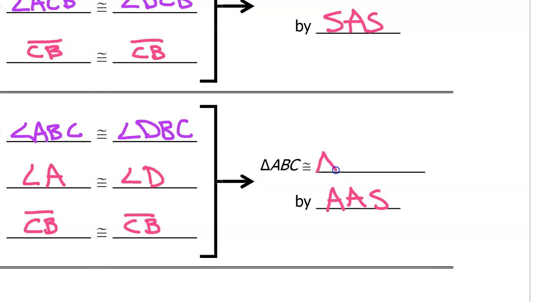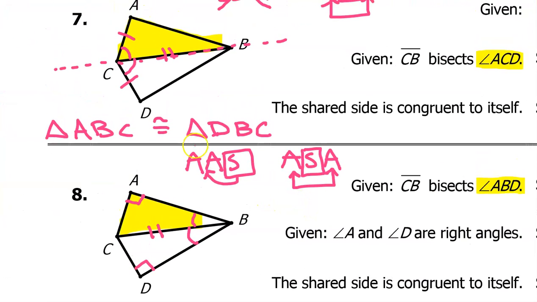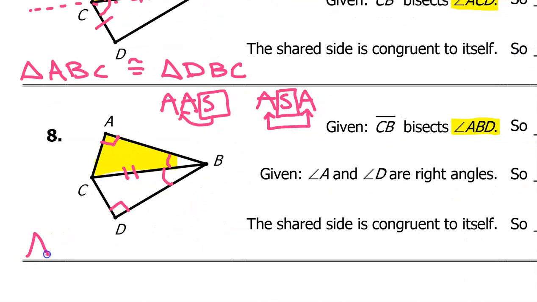So now we can make the congruence statement. Triangle ABC is congruent to triangle what? All right, this is probably going to be the exact same thing as the last problem because they are oriented the same way, but let's go through the motions for practice. So triangle ABC is congruent to triangle.